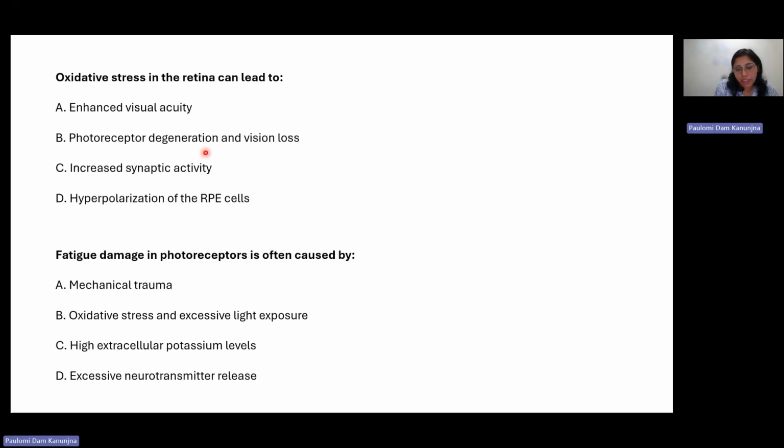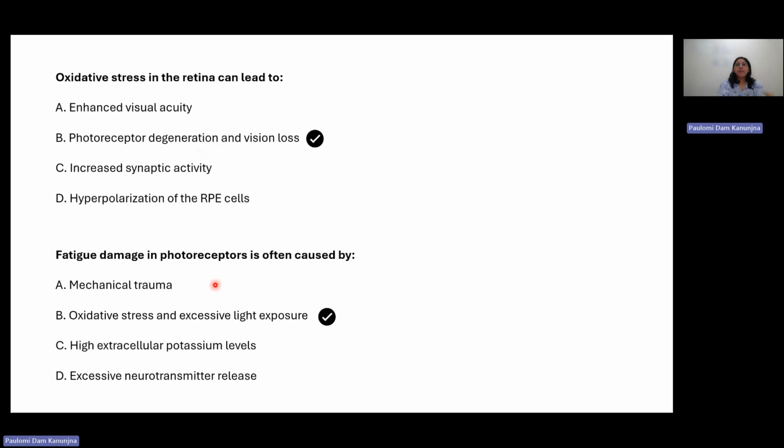I just told you fatigue damage is basically overuse. So why would you use the photoreceptor cells? If you use that logic, the second question becomes very easy. And the first answer, I think everyone knows already, right? So the answers are photoreceptor degeneration and vision loss, and oxidative stress and excessive light exposure. Let me explain the second one first.